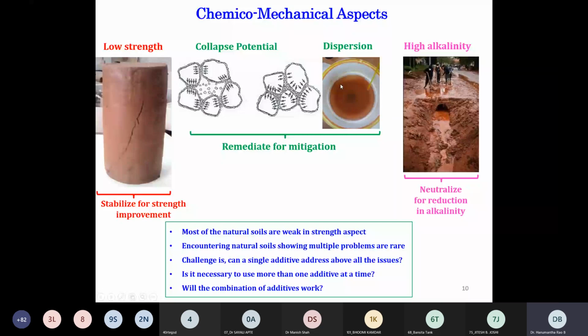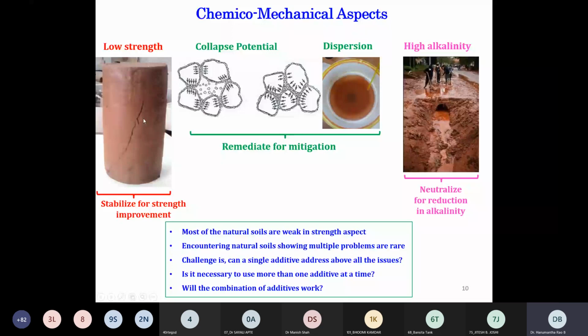And what about the collapse potential? There is a possibility. Then high alkalinity. So now we have seen four different varieties of problems, four different engineering aspects, and these are interlinked with chemico-mechanical aspects. Now the question is, how many of these engineering properties shall I address? Suppose I fulfill the strength criterion, but what about the collapse potential and dispersion?